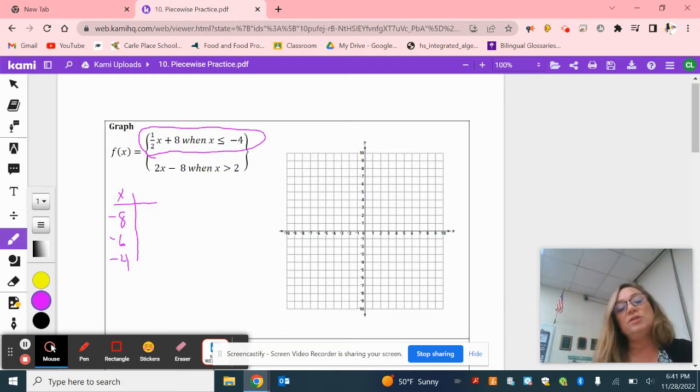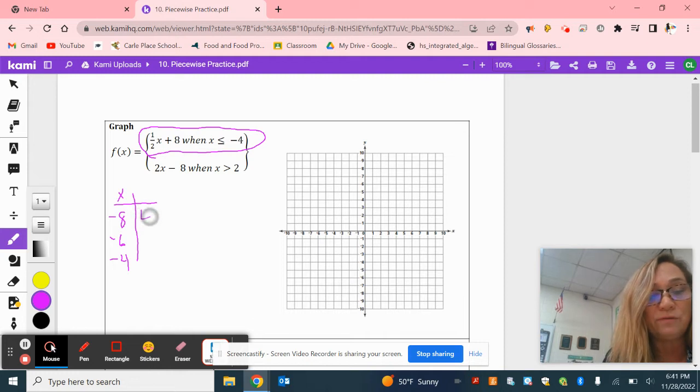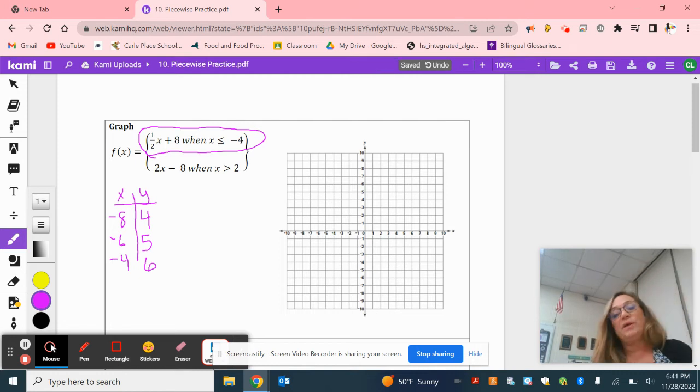So I can substitute these and I can use mental math or I can use my calculator. So half of -8 is -4. -4 plus 8 is +4. If I plug in a -6, I get a 5. If I plug in a -4, I get a 6. So those are the 3 points that I'm going to use to start this piecewise function.